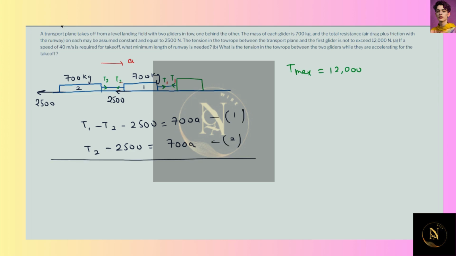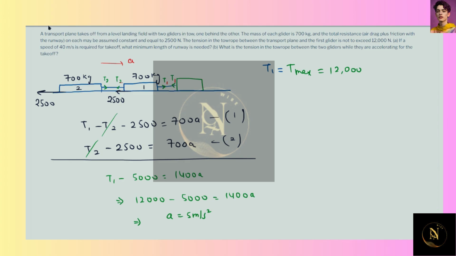Since we are already given the value of T1, we'll try to eliminate T2. So let's add both. If we add both, then T2 is going to be cancelled. We are left with T1 minus 5000 is equal to 1400a. So from here, with T1 as 12,000, 12,000 minus 5000 is equal to 1400a. I'll just grab my calculator. So a is 12,000 minus 5000 over 1400, which comes to 5 meters per second squared.